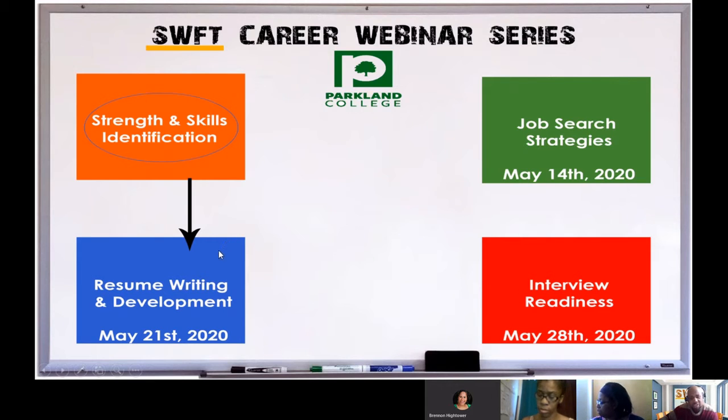But in order to construct a resume, you can have your layout fine. You can understand what sections should be there, what type of wording you may or may not want to use. But if you don't understand strengths and skills and how to word them properly, then constructing a resume is sort of difficult. So these two tie in together more so than the others do.